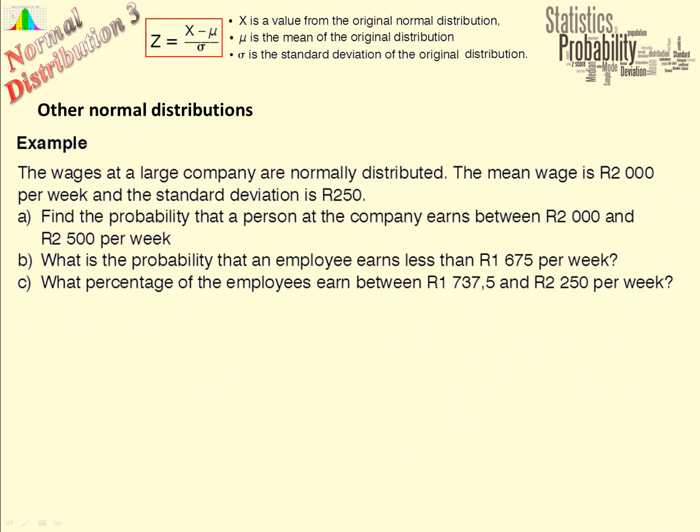Example, the wages at a large company are normally distributed. The mean wage is 2,000 per week and the standard deviation is 250 Rand. Find the probability that a person at the company earns between 2,000 and 2,500 per week. Interesting, it's now an application to real life. What is the probability that an employee earns less than 1,675 per week? What percentage of the employees earn between 1,737 Rand 50 and 2,250 Rand per week?